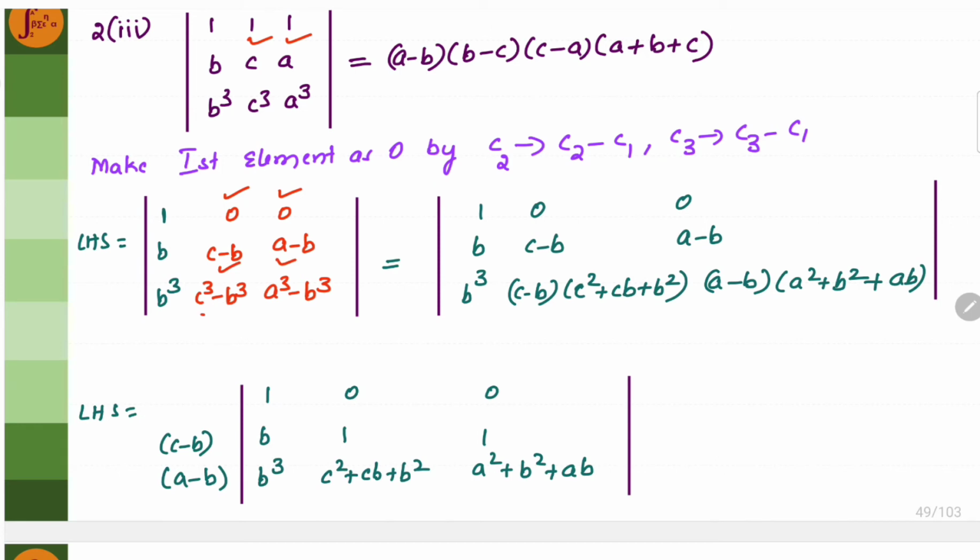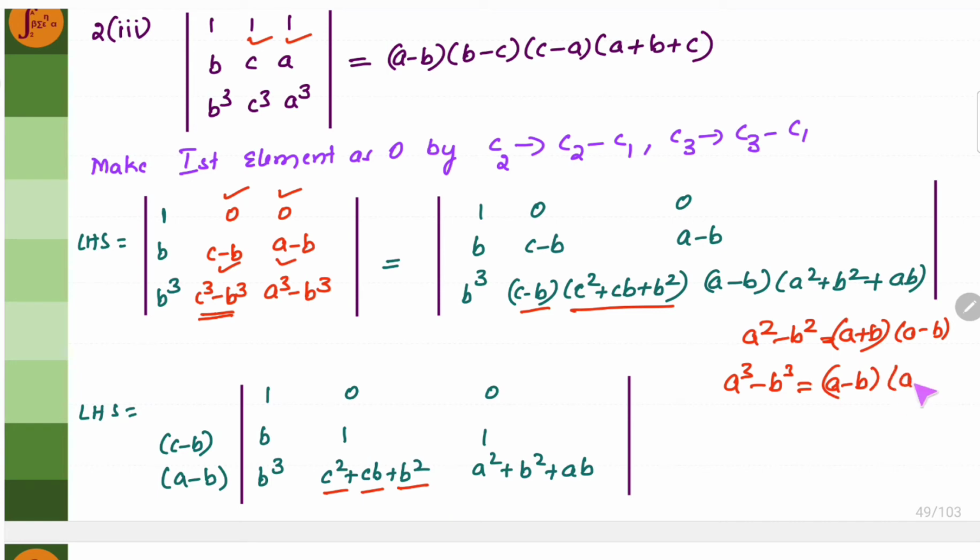Now here you have c cube minus b cube. Remember this: c cube minus b cube is nothing but (c square plus b square plus cb) into (c minus b). This is the formula for c cube minus b cube. So a square minus b square is (a plus b) into (a minus b). A cube minus b cube is equal to (a minus b) into (a square plus b square plus ab). So remember these two formulas, and then it becomes easier to solve these kinds of determinant problems.